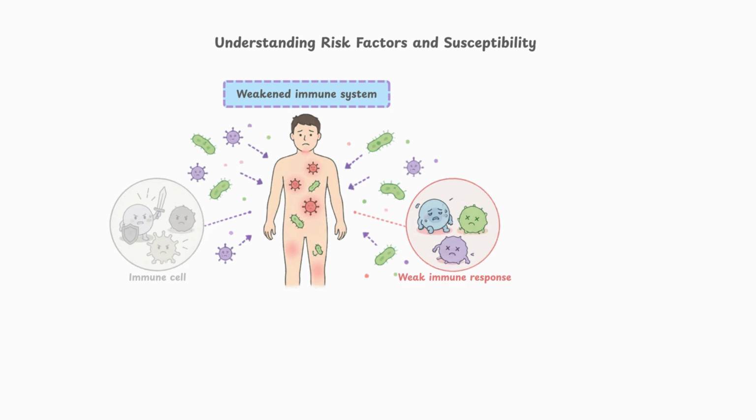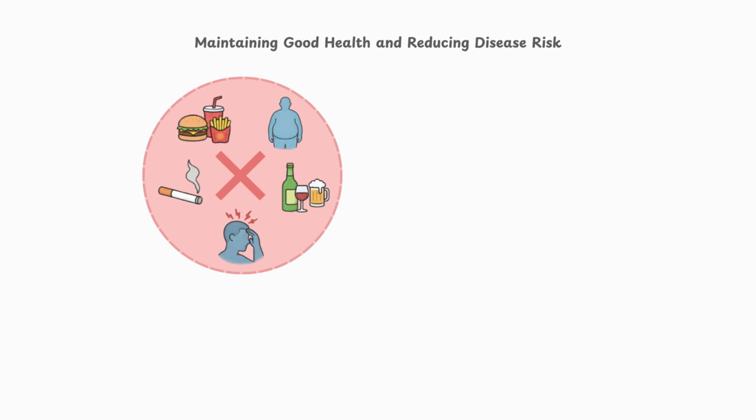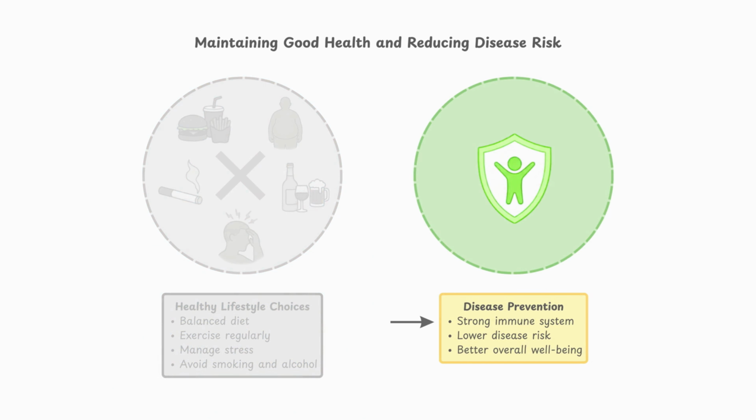To conclude, maintaining good health involves making positive lifestyle choices every day. As we can see, unhealthy habits such as smoking, poor diet, stress, and alcohol consumption can increase the risk of disease and gradually damage the body over time. On the other hand, healthy lifestyle choices such as eating a balanced diet, exercising regularly, managing stress properly, and avoiding harmful substances can greatly improve overall health. These habits help strengthen the immune system, lower the risk of disease, and support both physical and mental well-being.